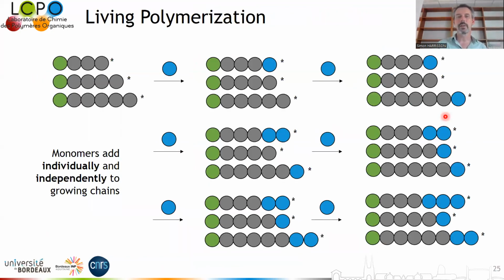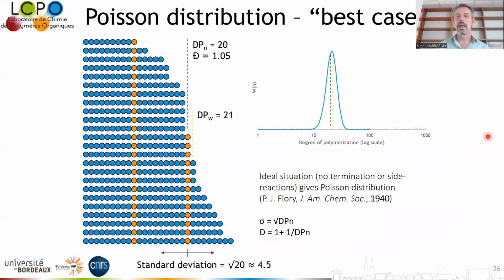If we pass to living polymerization now, we're in a situation where all the chains grow throughout the reaction and monomers add individually and independently to the growing chains. So all the chains grow at more or less the same rate. They all end up with more or less the same molecular weight at the end of the reaction. And it was shown by P.J. Flory back in the 1940s that under these kinds of ideal conditions, we're going to end up with a Poisson distribution. And this is really as good as it can get in a chain polymerization.